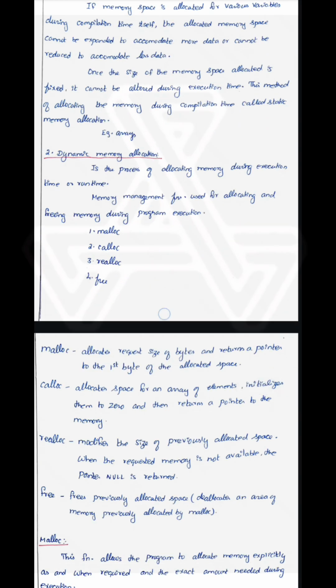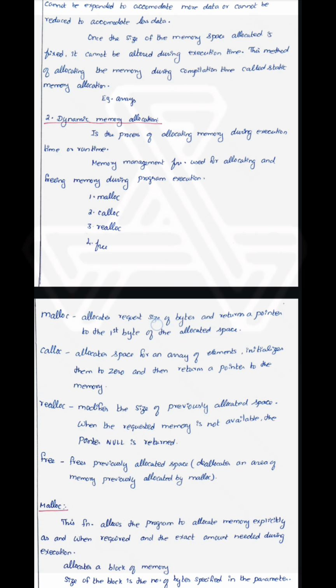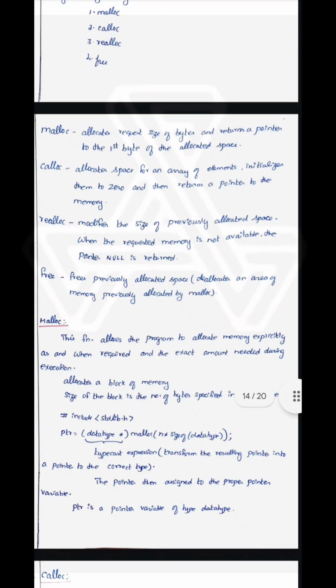Dynamic memory allocation is the process of allocating memory during execution time or runtime. The memory management functions used for allocating and freeing memory during program execution are malloc, calloc, realloc, and free. malloc allocates the requested size of bytes and returns a pointer to the first byte of the allocated space.